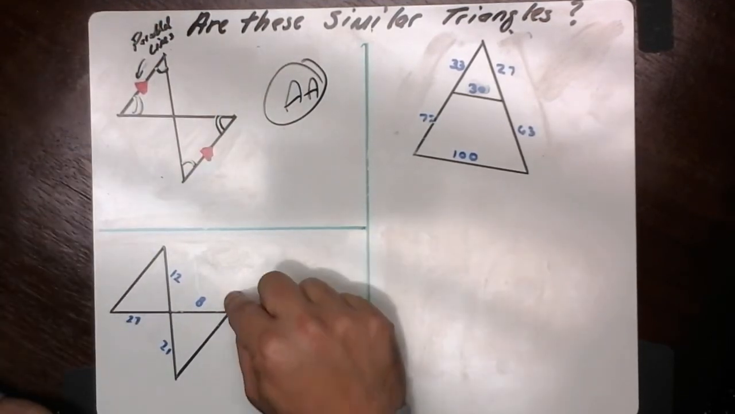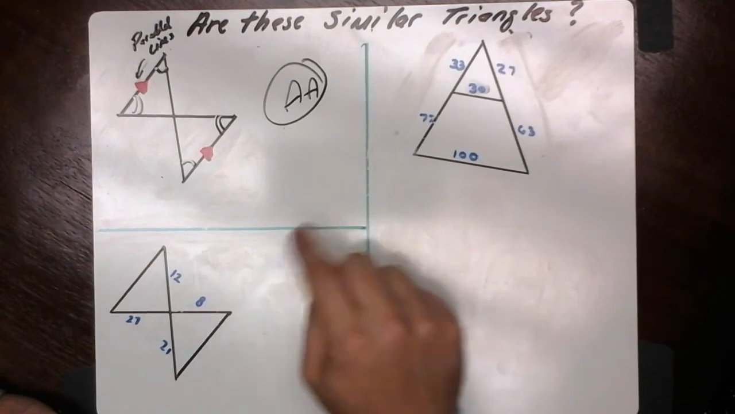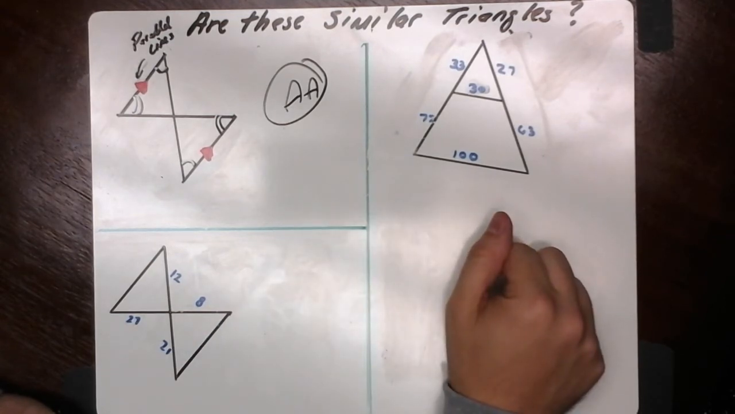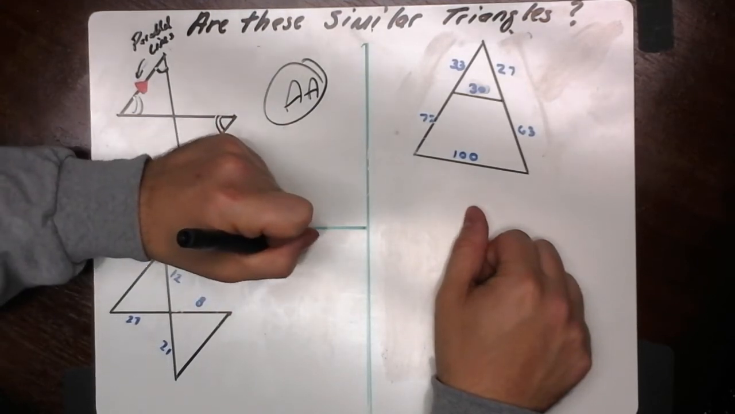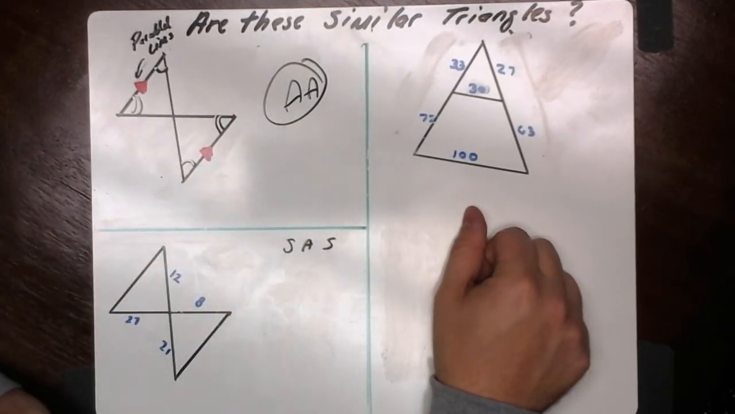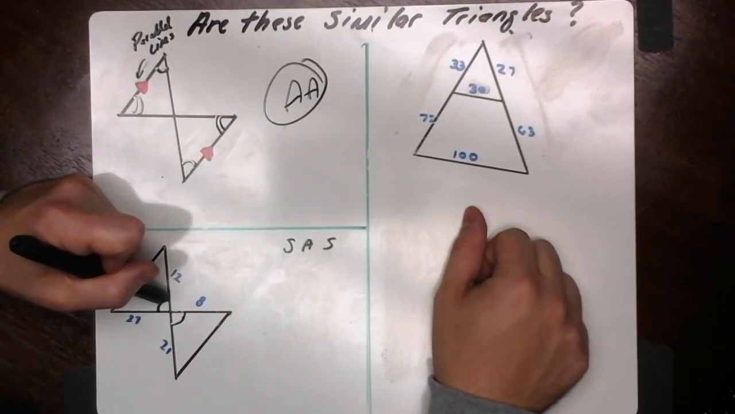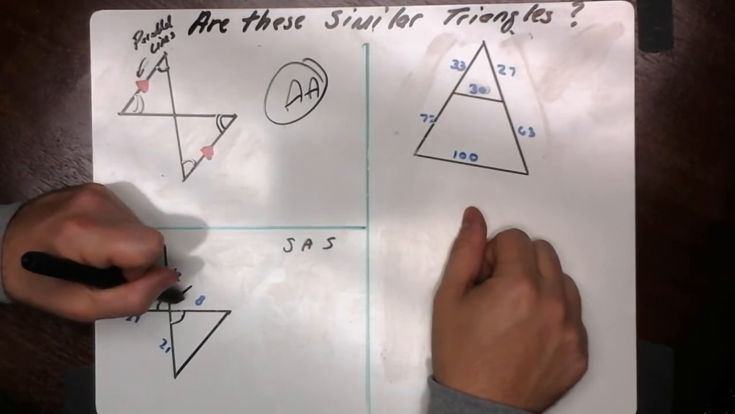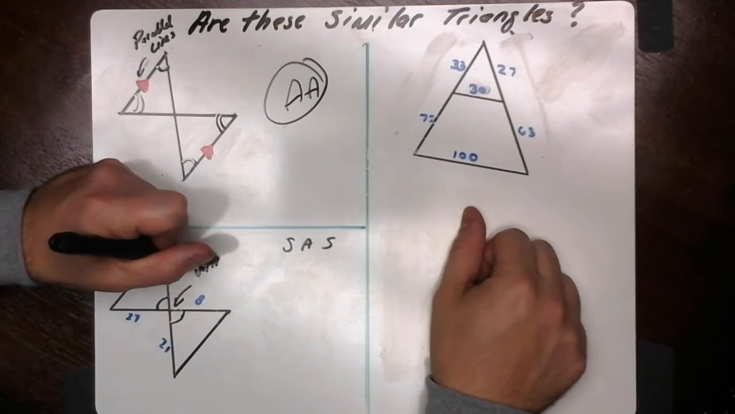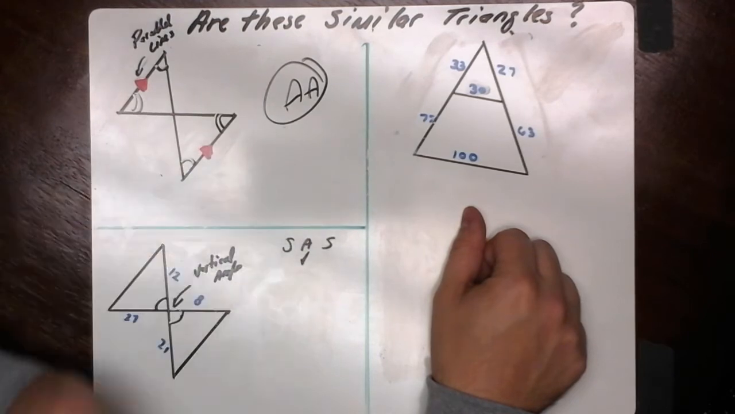Okay, next, let's take a look at this one. Well, this one here, I only have two sets of sides listed. So I'm going to try for side, angle, side. Side, angle, side is what I'm going to try for. And the first thing I notice is that I got these angles right here. Angles that cross like this, opposite each other, are called vertical angles. So I could say that I have a set of congruent angles.